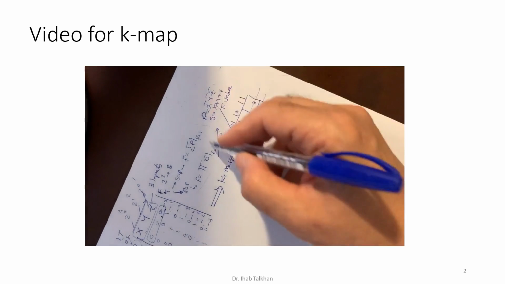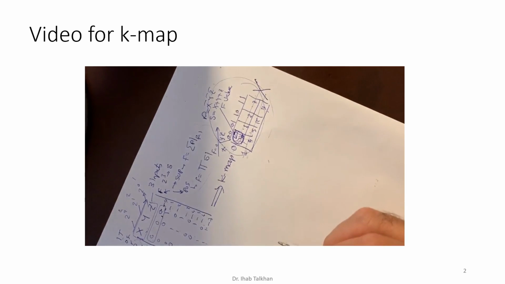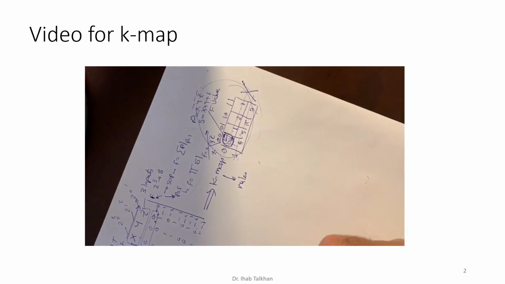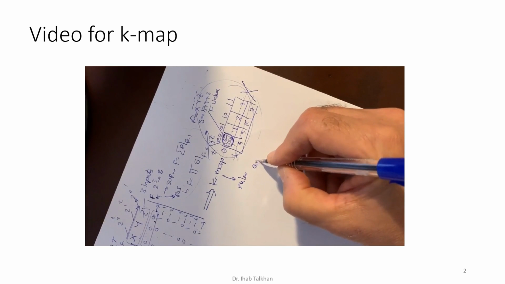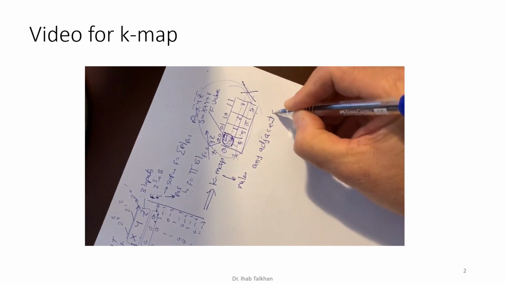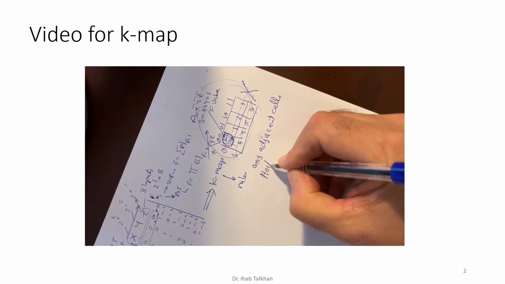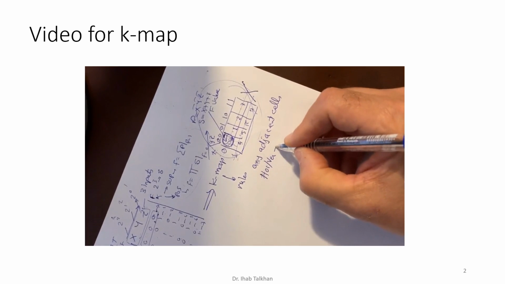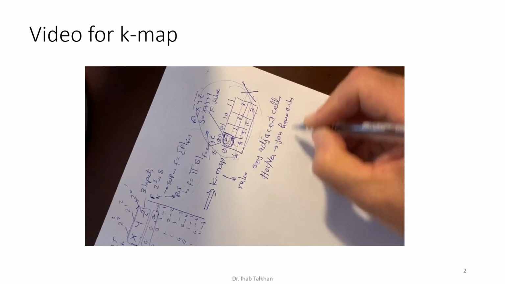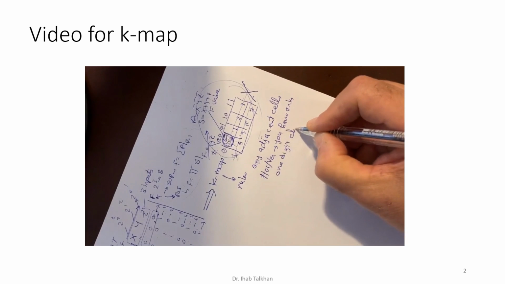But this definition here is correct by mapping one to one, but actually this is wrong. Why is it wrong? Because the K-map has some rules. The first rule: any adjacent cells, horizontal or vertical, should have only one digit changing value.